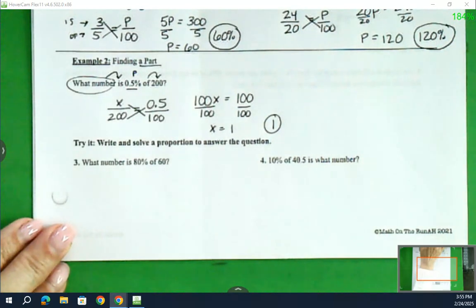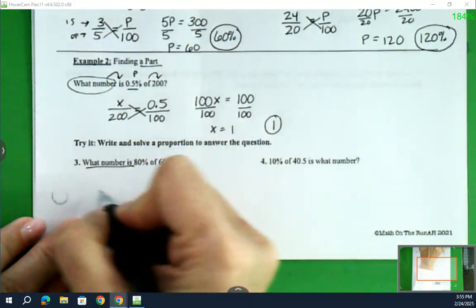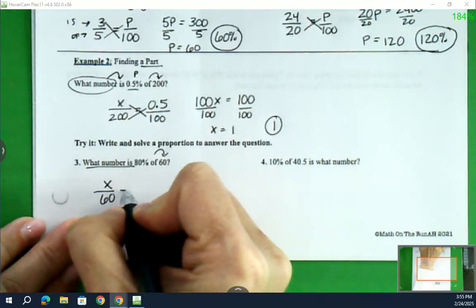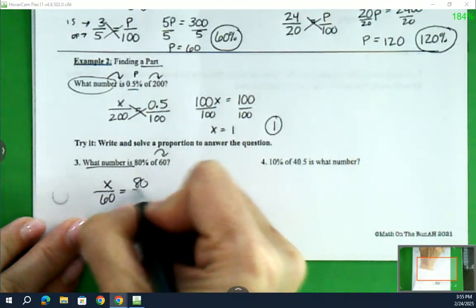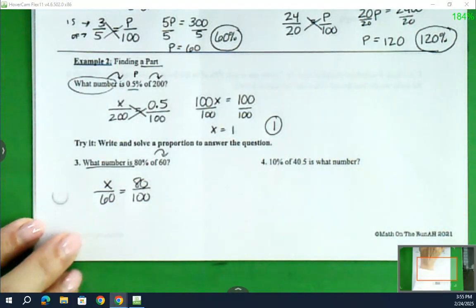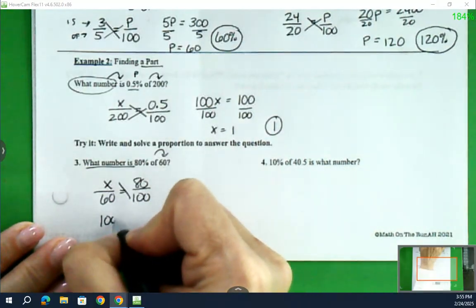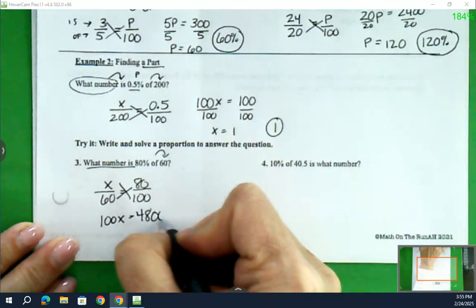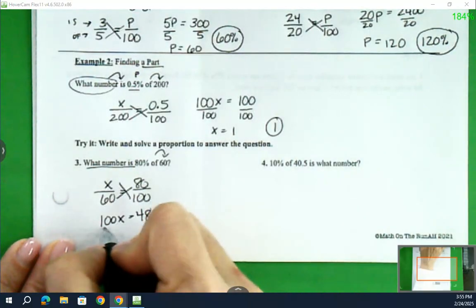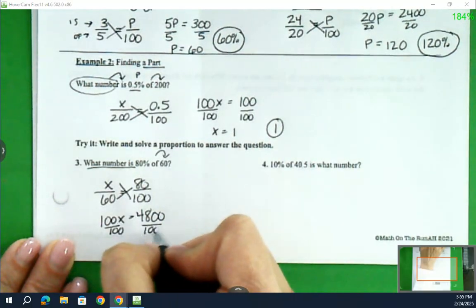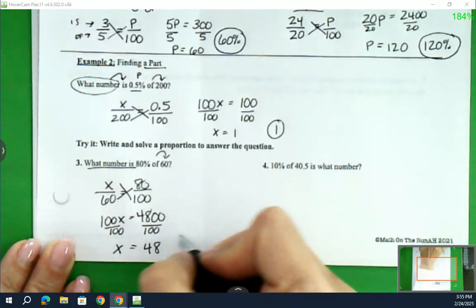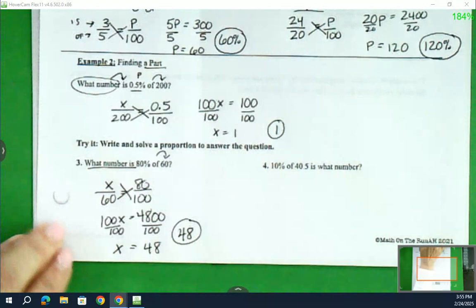Okay, welcome back. Let's see how we did. We have what number is, we don't know our is, of 60 equals the 80%, which would be 80 out of 100. Using our cross products, we get 100x equals 6 times 8 is 48, plus the 2 zeros, 4,800. Divide both sides by our 100, and we get x equals 48. So our answer is just 48.